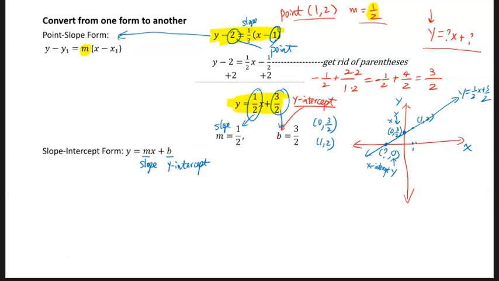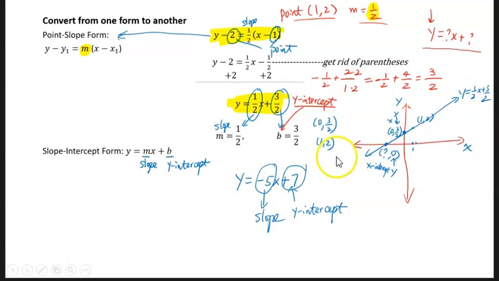So if you're given any equation, for example, y equals negative 5x plus 7, when you look at this, that's exactly the slope-intercept form. The number in front of x is going to be our slope, and the other number without x is going to be our y-intercept. So if we are given a slope-intercept form, we can tell what the slope is and what the y-intercept is immediately.